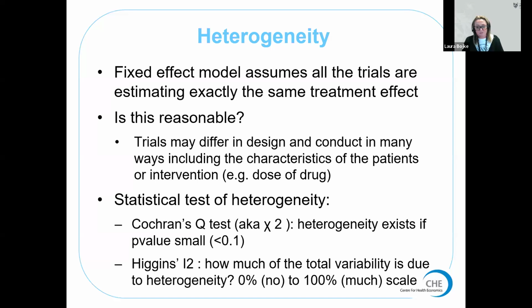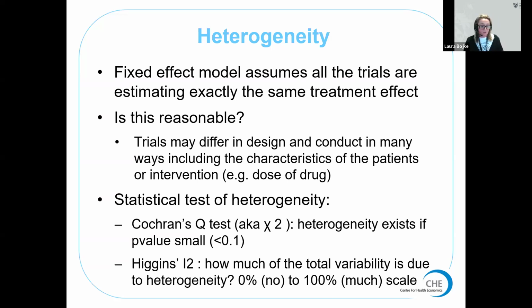Now, as I said, the fixed effects model assumes that all of those trials, all those 7 studies, are estimating the same underlying treatment effect. So the next step in terms of meta-analysis is to determine if that is a reasonable assumption. And there may be a rationale for further exploration. It may be that we believe that the trials are different in design and conduct, or maybe in terms of the characteristics of the patients or the intervention. That could include the dose of the drug. So we may want to probe further into that.